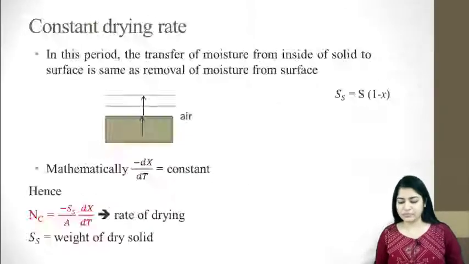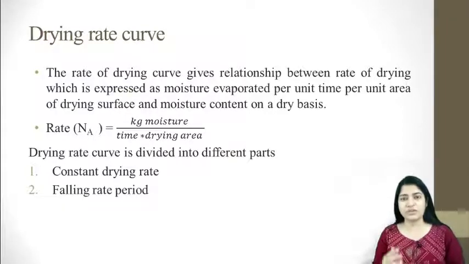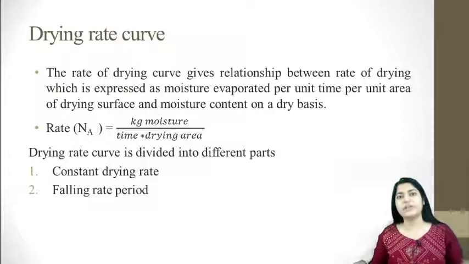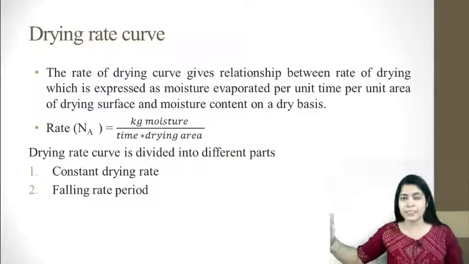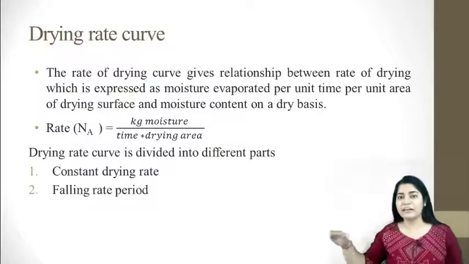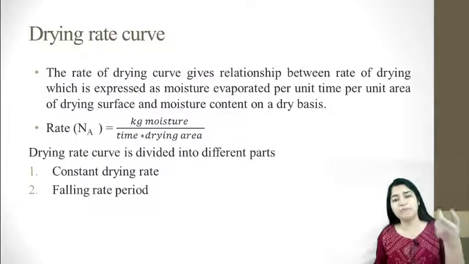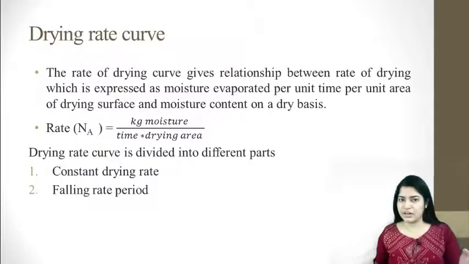Now your drying rate curve is divided into two parts: constant drying rate and falling rate period. Again, your drying curve has two parts. Because just take an example. You're soaking your clothes in water and you're drying it. In the starting the moisture content is very high, so that drying rate would be different. And then after a few hours in the sunlight, moisture content has been removed to a very large extent. Further drying, the rate would be different now, right?